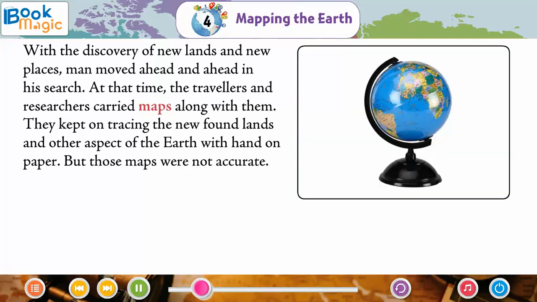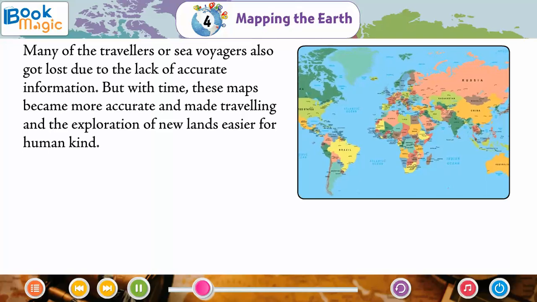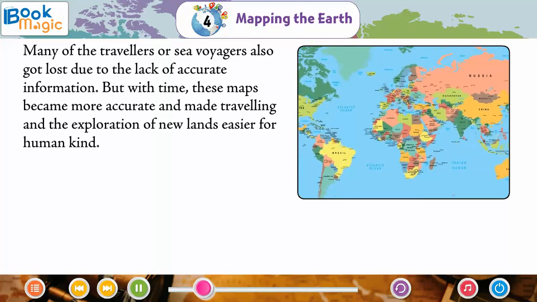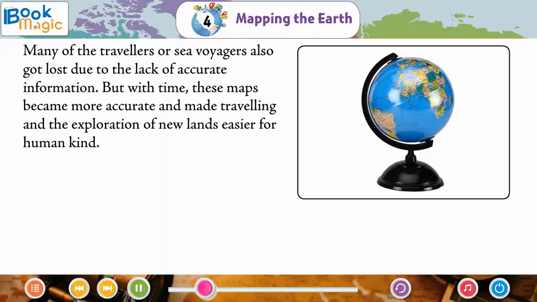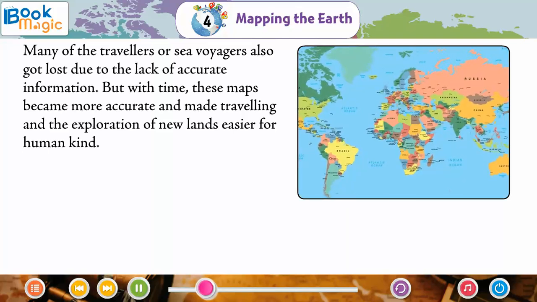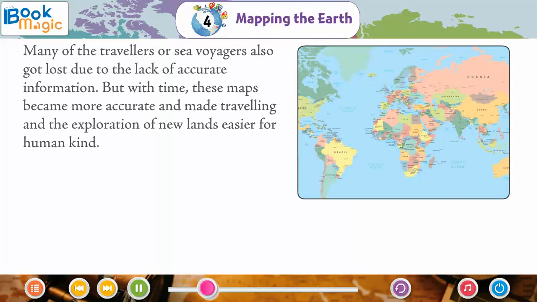But those maps were not accurate. Many of the travelers or sea voyagers also got lost due to the lack of accurate information. But with time, these maps became more accurate and made traveling and the exploration of new lands easier for humankind.